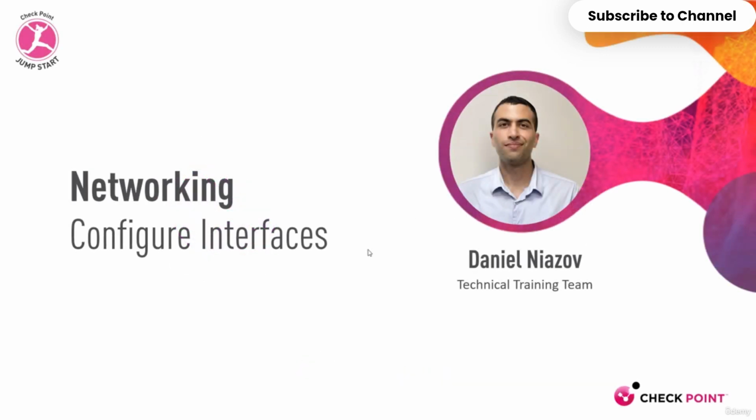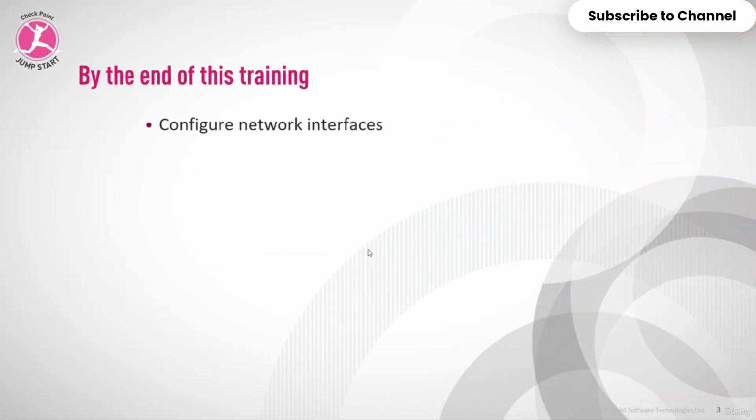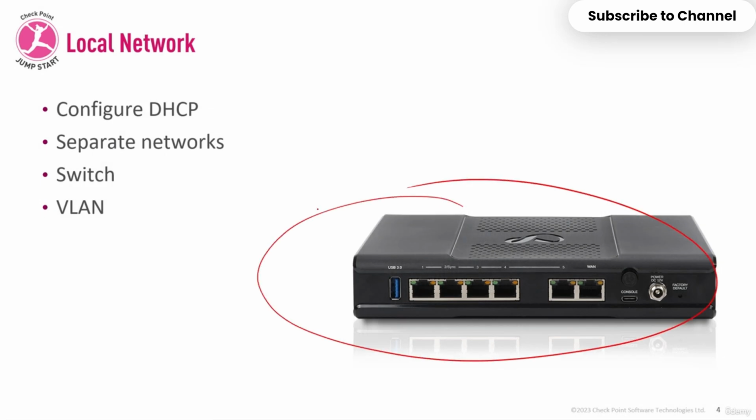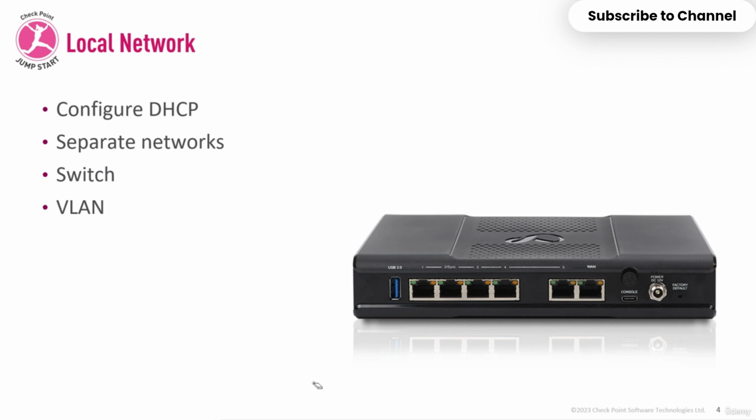Networking: configure interfaces. By the end of this training, you'll be able to configure network interfaces on your Quantum Spark. Once you have this beautiful device, you would probably want to configure your local network. So the first thing you'll do is to configure DHCP.